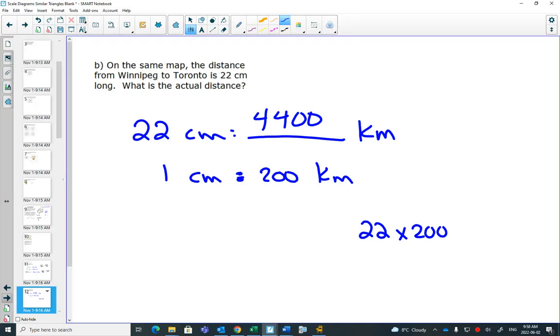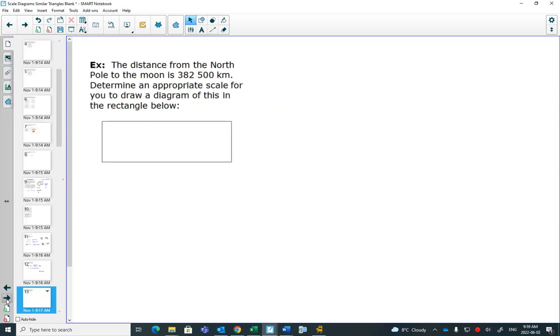Anybody planning on walking to Toronto this summer? It's only 22 centimeters. If you could only scale yourself down or up. What would the scale factor be that you'd have to multiply yourself by? 200. It's centimeters to kilometers, so you'd be like a huge giant. Then I'm in Toronto, and then you shrink back down. 200 kilometers tall.